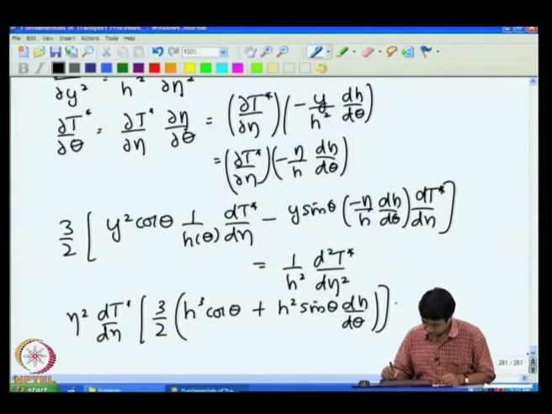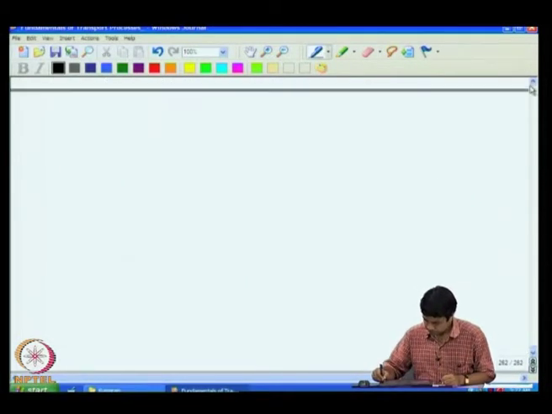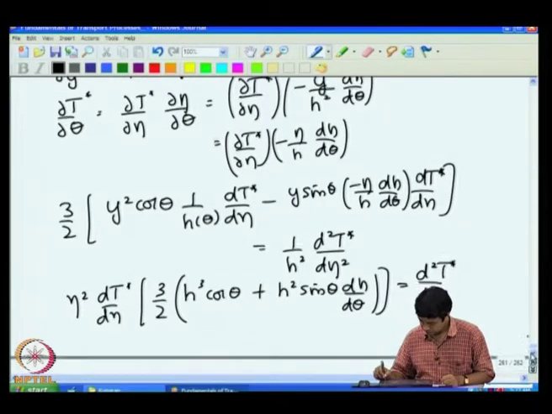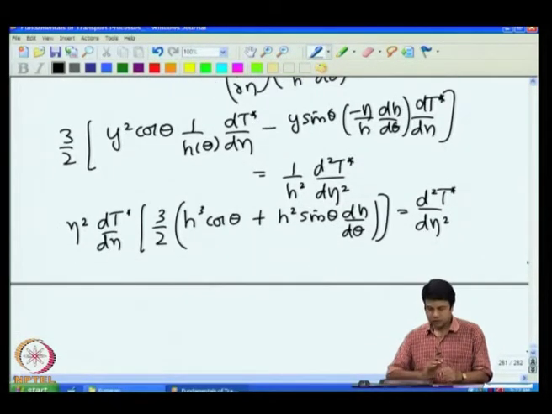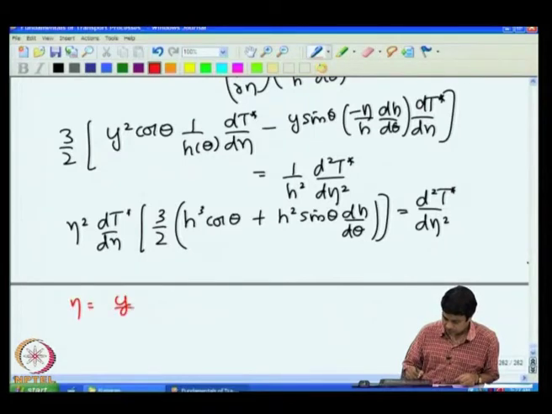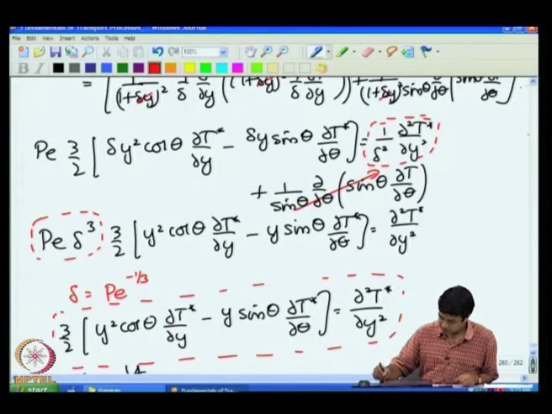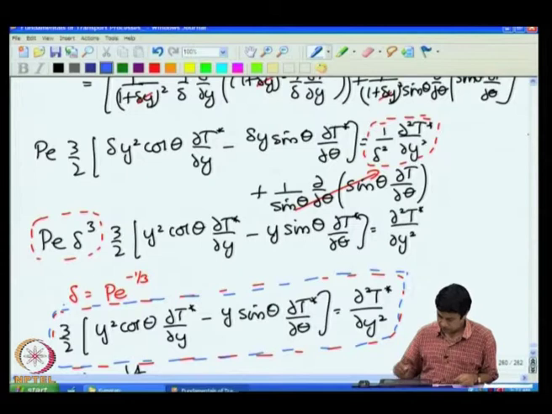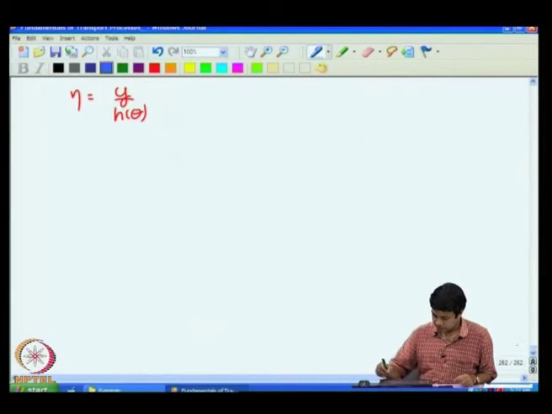Okay. This is equal to d square T by d eta square. So, I just substituted in terms of the similarity variable. Recall that I used the similarity variable eta is equal to y by h of theta, and used this in the original equation. I just substituted within this original equation, and I ended up with this equation.